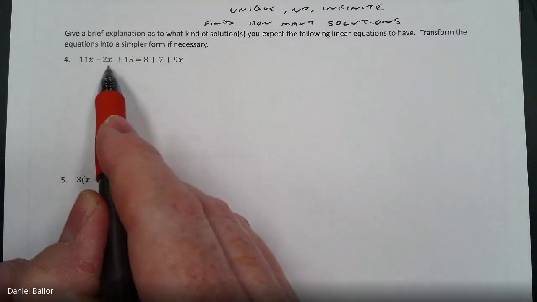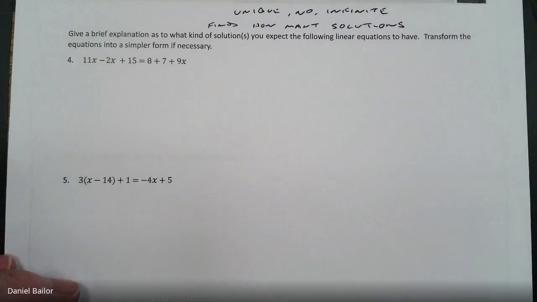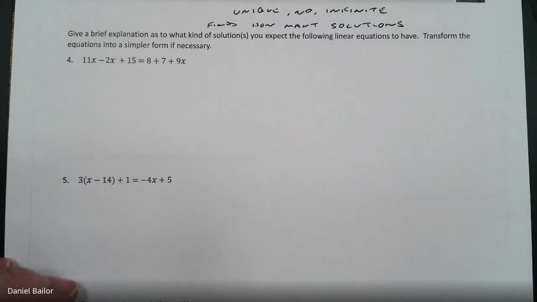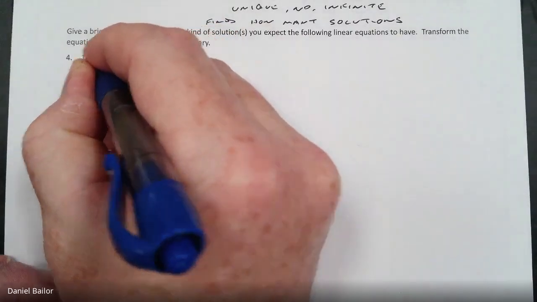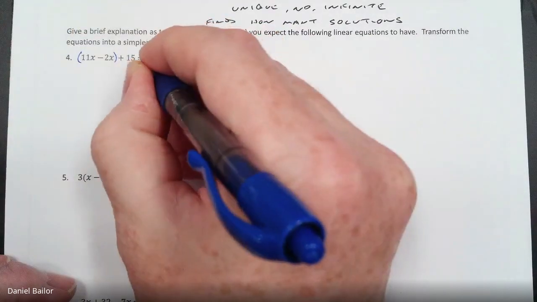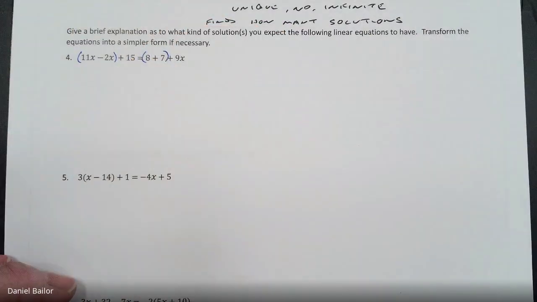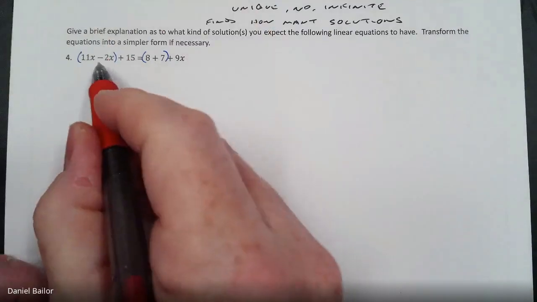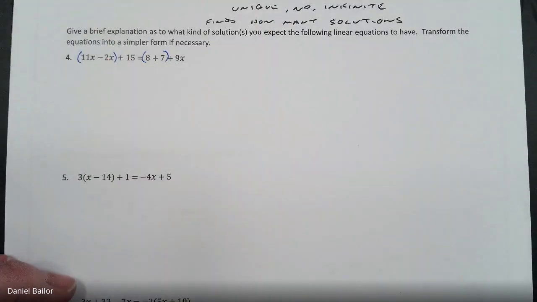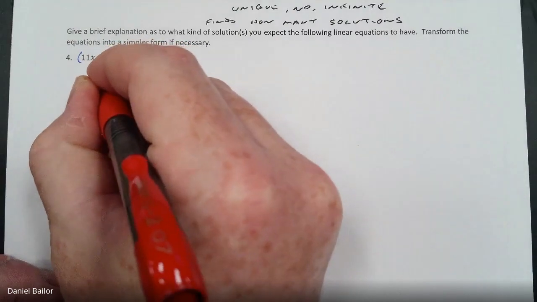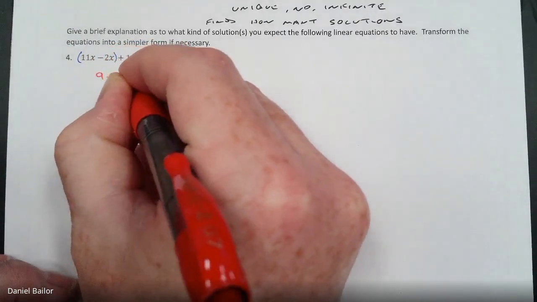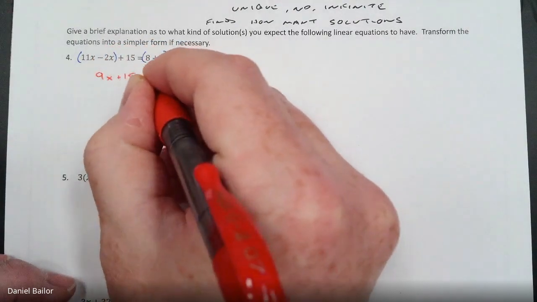11x minus 2x plus 15 equals 8 plus 7 plus 9x. So the first thing I'm going to do, I'm going to simplify this so it's easier to read. I'm going to use the associative property to combine my like terms. So I'm going to combine those. I'm going to put these parentheses because those are the ones I want to do first. 11x minus 2x is 9x. 8 plus 7 is 15.